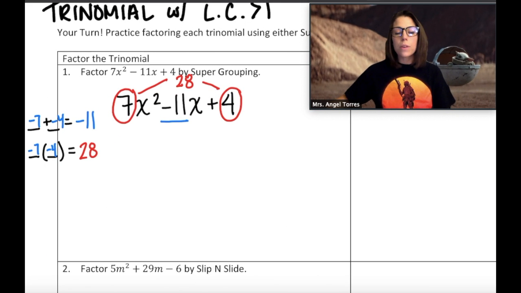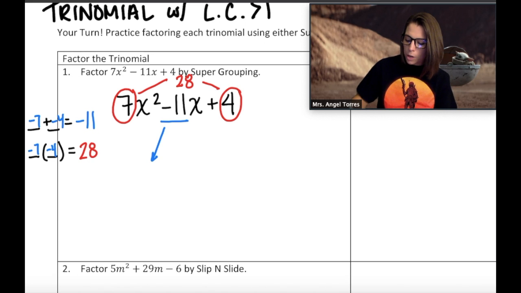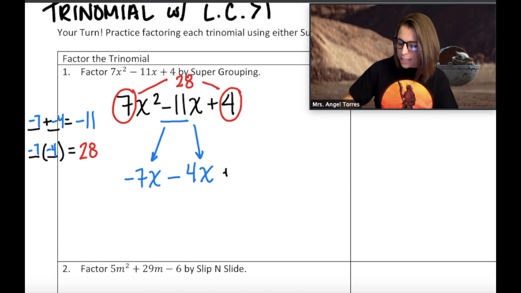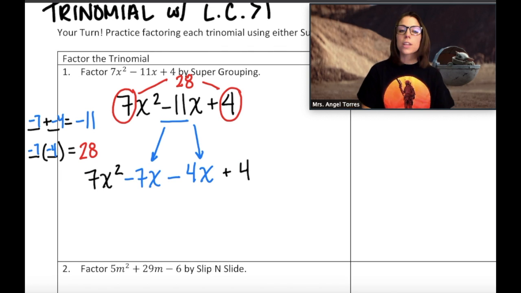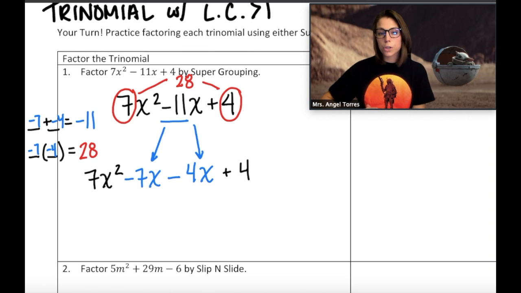All right, so now that we found our P's and Q's, we're going to break that middle term into two terms. So negative 11x is going to be broken up into negative 7x minus 4x. Now we're going to bring down our last term and our first term. So we have now broken this up into a 4-term polynomial. And how do we factor 4-term polynomials? By grouping. If you would like to try to factor this one by grouping, go ahead and do so now.